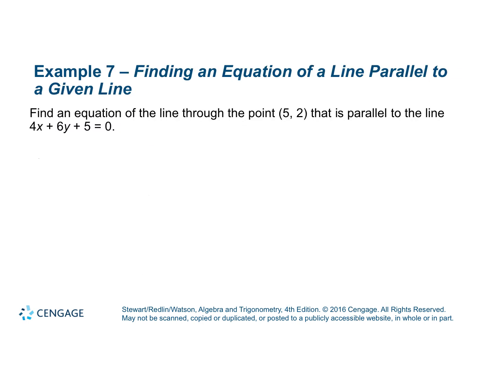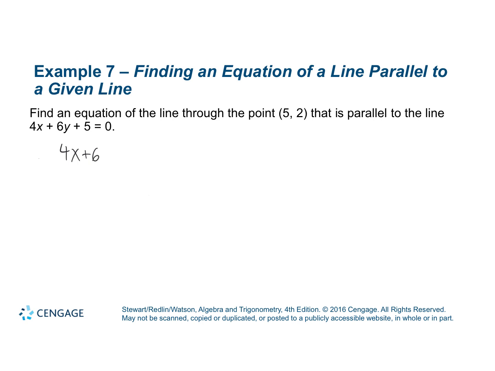Example 7, finding an equation of a line parallel to a given line. They want us to find an equation of the line through the point (5, 2) that is parallel to the line 4x plus 6y plus 5 is equal to 0. I would recommend changing that equation into slope-intercept form. So I'm going to rewrite it.